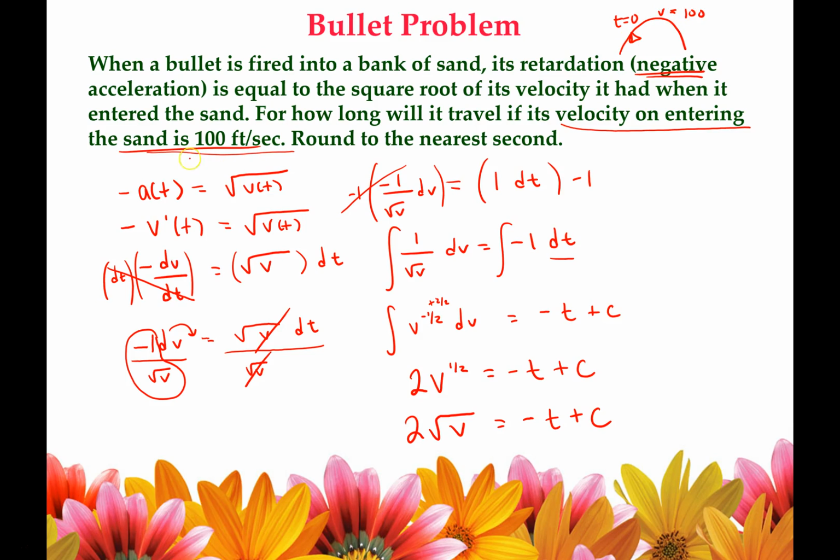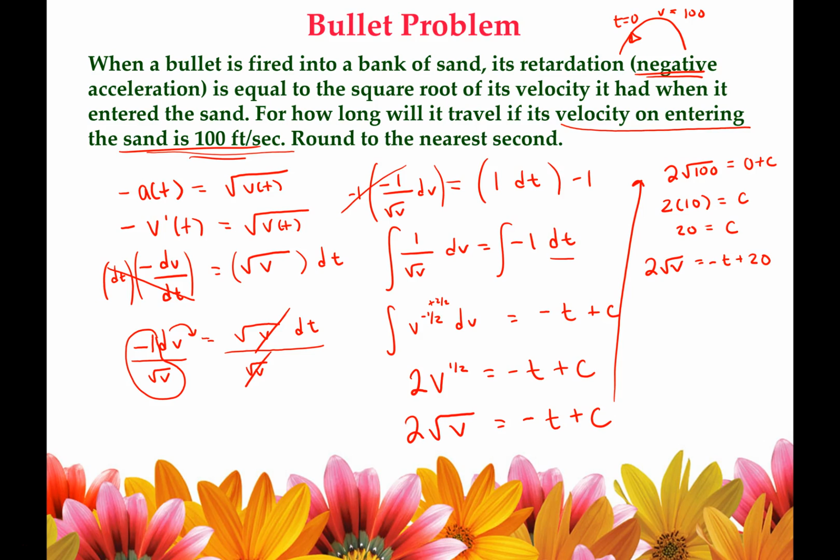See that right here. So I'm going to have 2 times the square root of 100, because that's my velocity, I'm plugging right in there, is equal to negative t, which is a negative 0, or just 0, plus c. So you put in 0 into that. And so now I know this is going to be 2 times 10, which is 20, equals c. So my equation is 2 root v equals negative t plus 20.